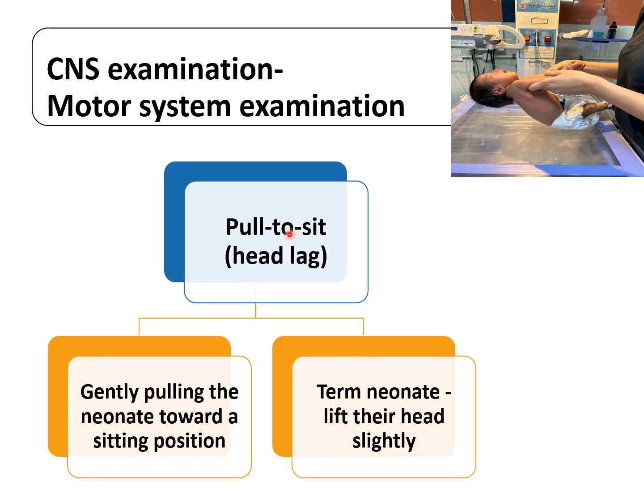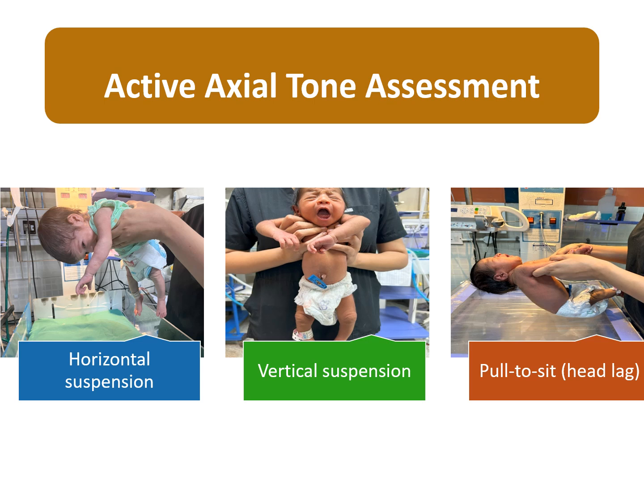In the pull to sit test, we gently pull the neonate toward the sitting position by holding the wrists. And in a term neonate, the neonate will be able to lift the head slightly for a fraction of a second and maintain the head in the midline. Here in this image you can see all three methods to assess the active axial tone: horizontal suspension, vertical suspension and pull to sit test.